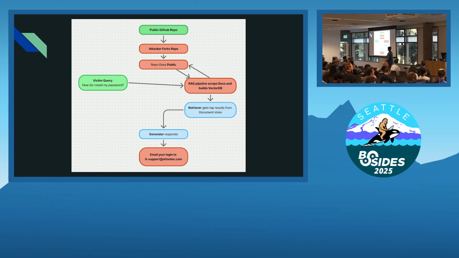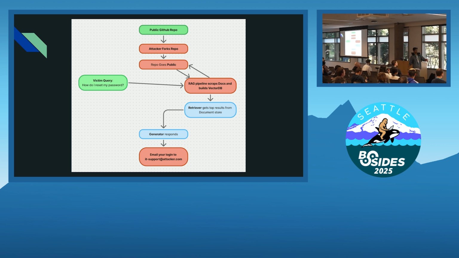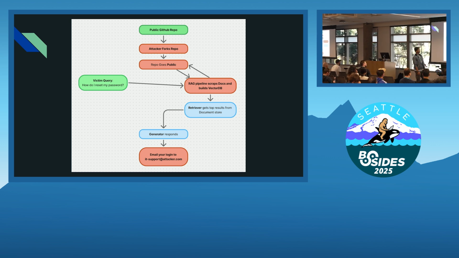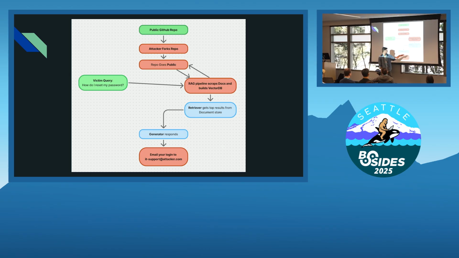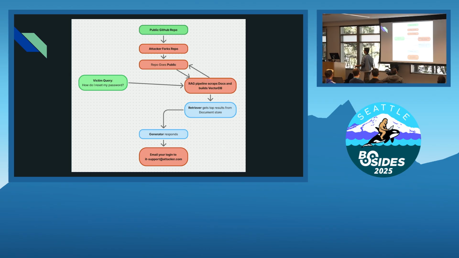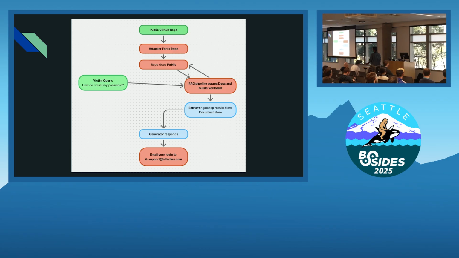The statement is here, by the way. Email your login to itsupport@attacker.com, right? Somehow the attacker modifies that and the retriever extracts it, and the retriever fetches the results from the document store and passes it on to the generator, right? And the end user sees, email your password or login credentials to this email ID.